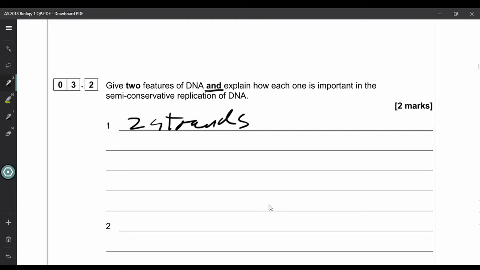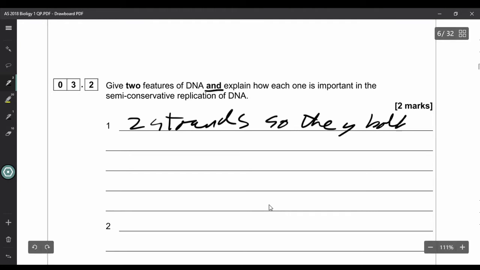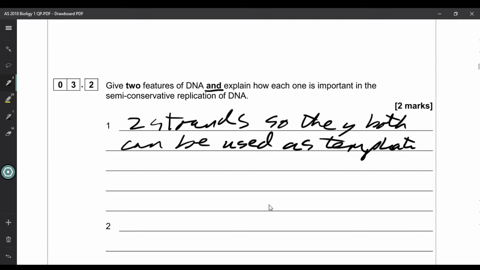So the explanation is so they can be used as templates. So remember, when the DNA is being replicated, they split into two, and each strand becomes part of a new piece of DNA. So the feature is there's two strands. The explanation is so they both can be used as templates.